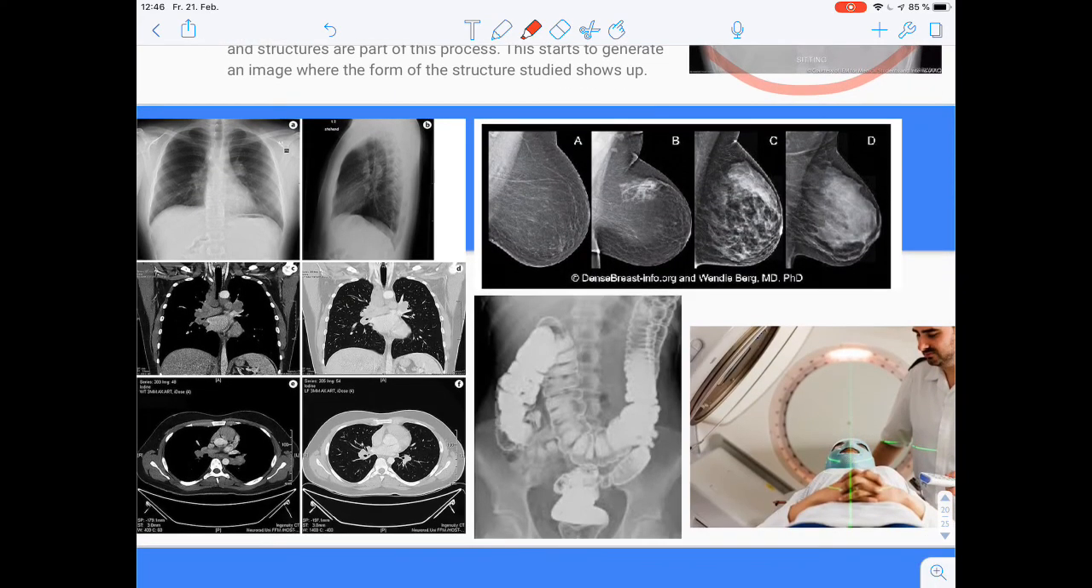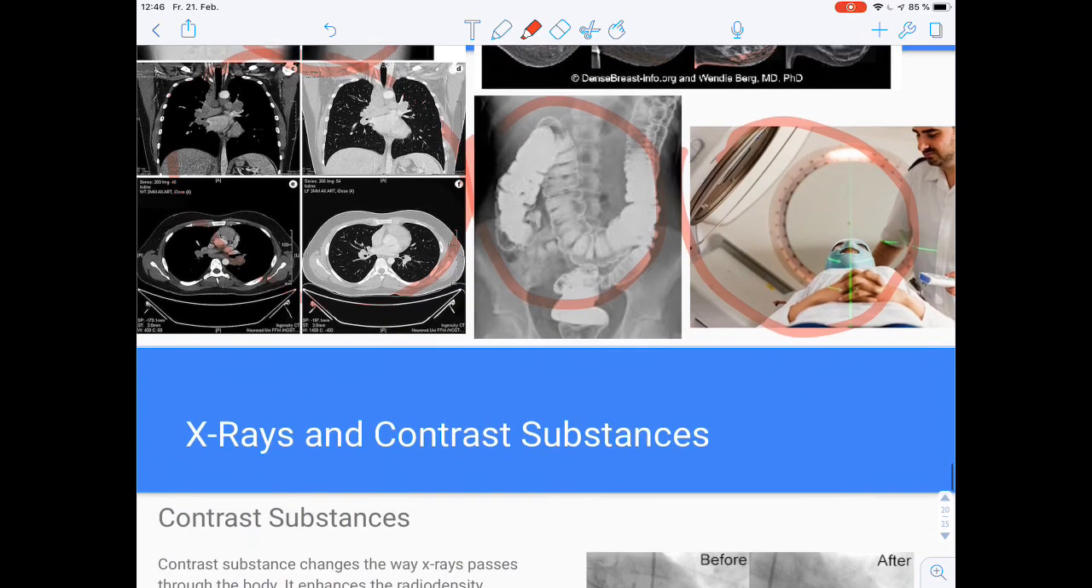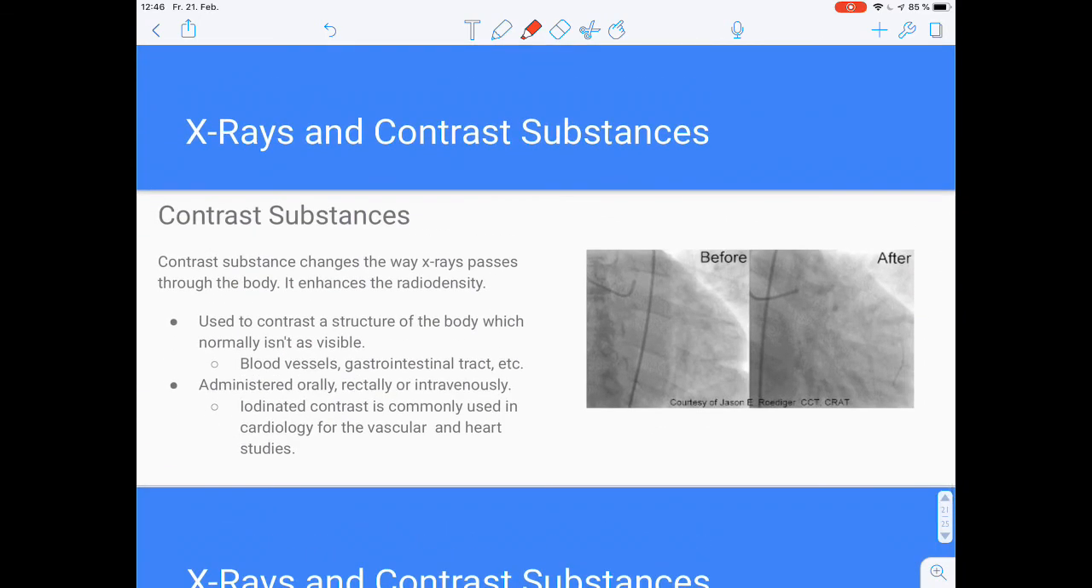The X-rays are used in CT, radiography, mammography, fluoroscopy, and also in therapeutics. The contrast substances change the way X-rays pass through the body. It is used to contrast a structure of the body which normally isn't as visible, such as blood vessels, gastrointestinal tract, etc. These are administered orally, rectally, or intravenously. Iodinated contrast is commonly used in cardiology for the vascular and heart studies.